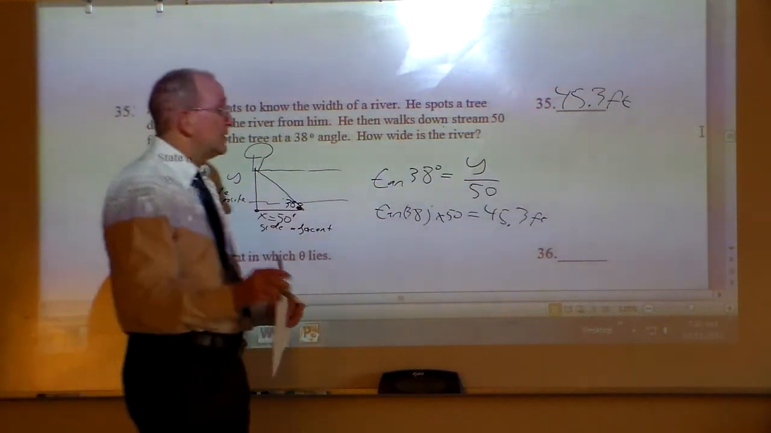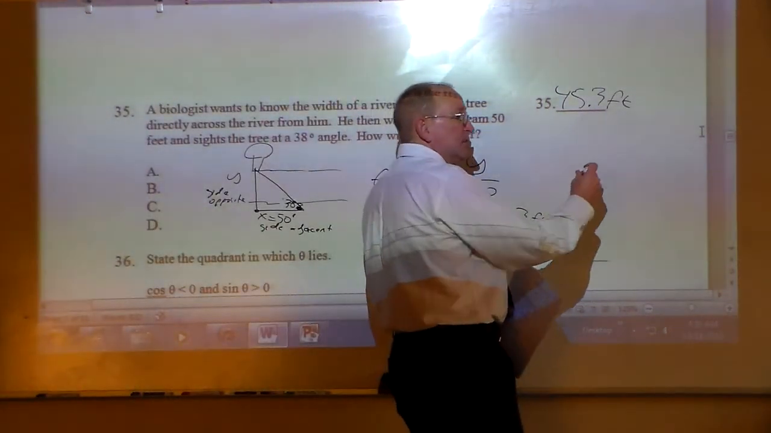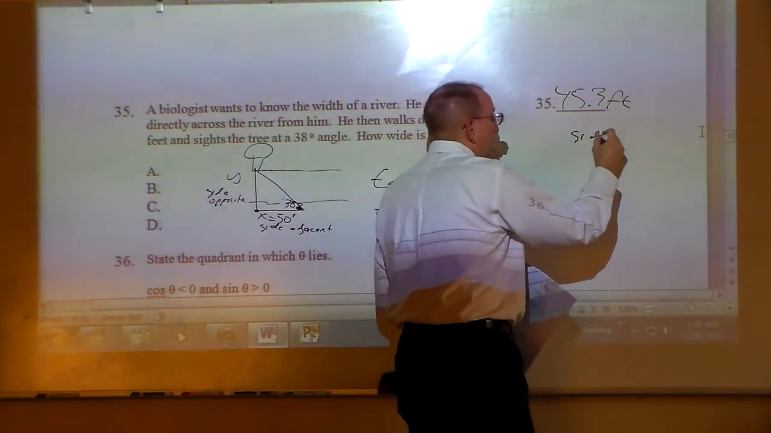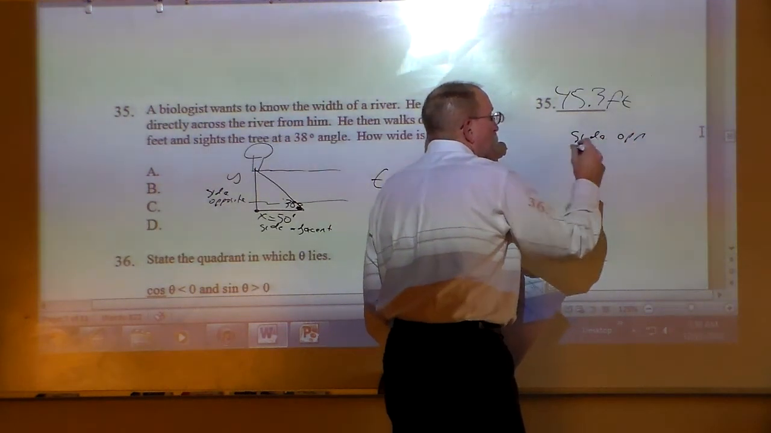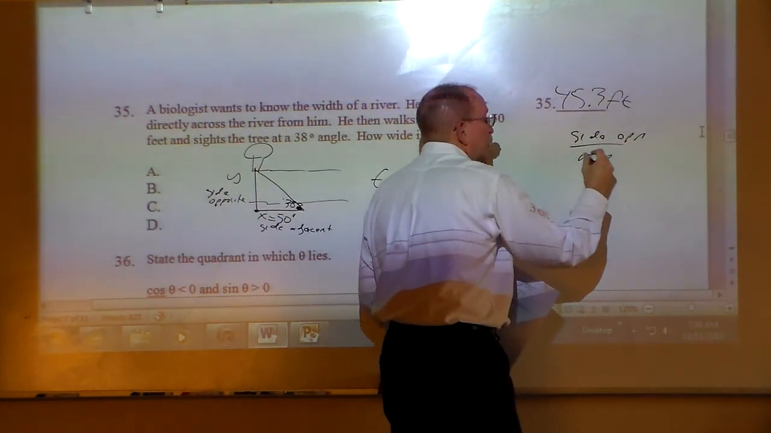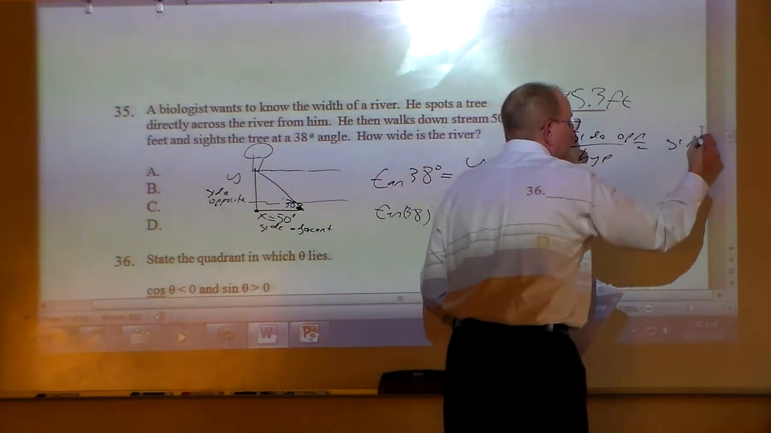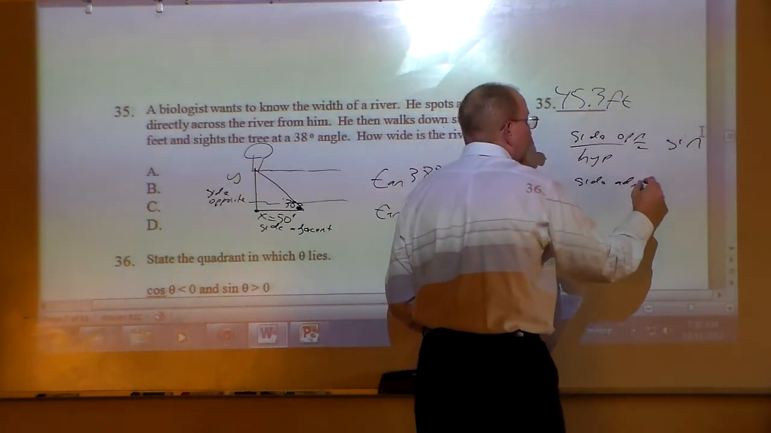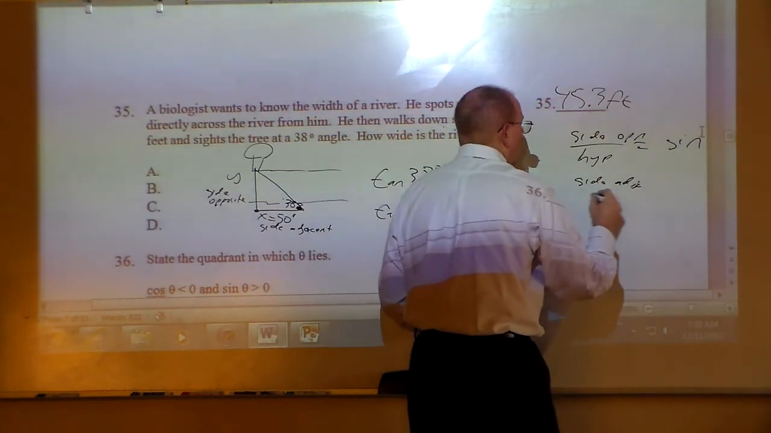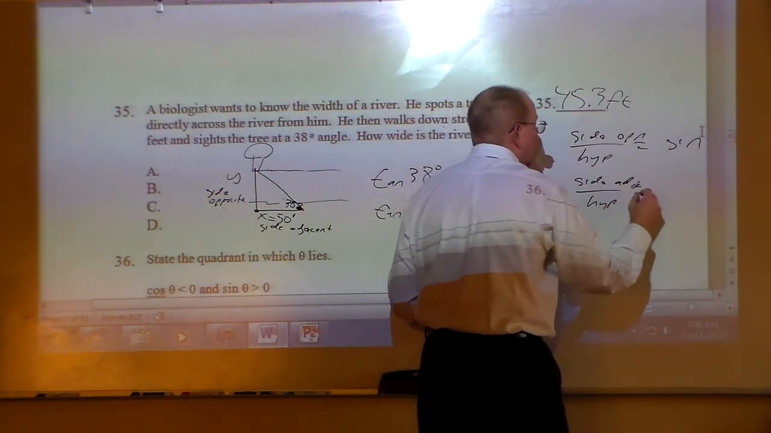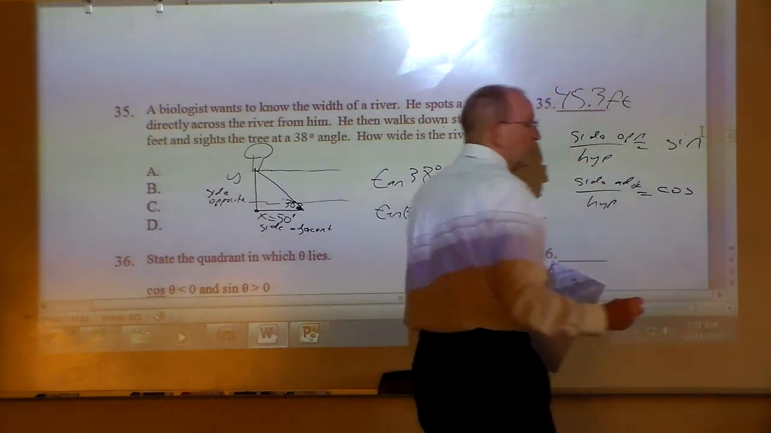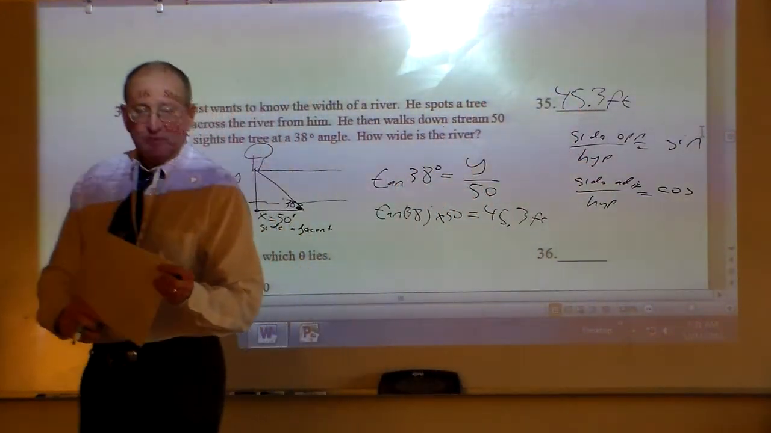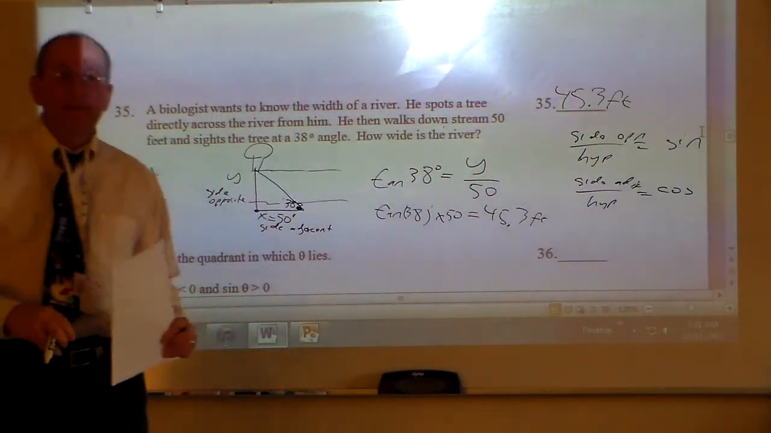Some other couple of things that you do need to know. Don't forget, in case you happen to see this, side opposite over hypotenuse is equal to which trig function? Sine. And side adjacent over hypotenuse is equal to cosine. Those are ones that could possibly pop up on the test. All right. Thank you.